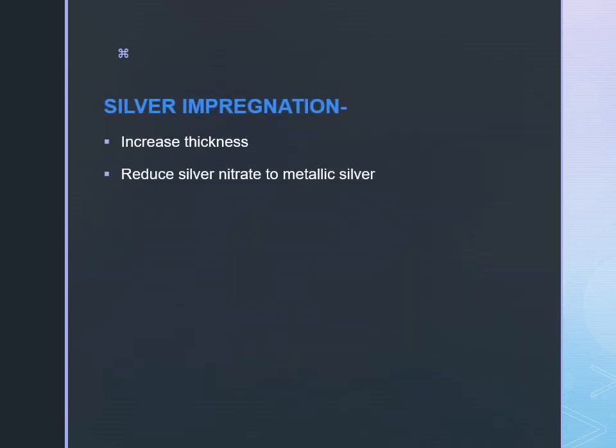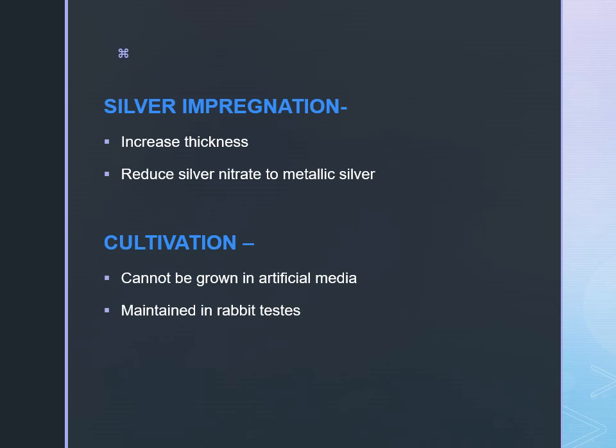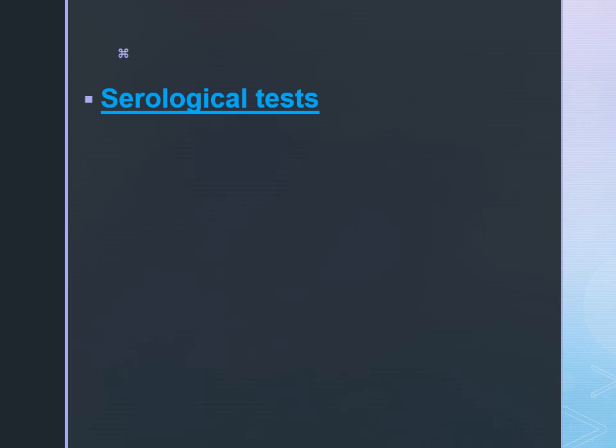Then comes another method, that is silver impregnation. As these bacteria are very thin and difficult to see, we can increase their thickness with the help of silver impregnation. Then another is cultivation. As we know, these bacteria cannot be grown in artificial media, so we can maintain them in rabbit testes. Now comes the most important test, that is the serological test.